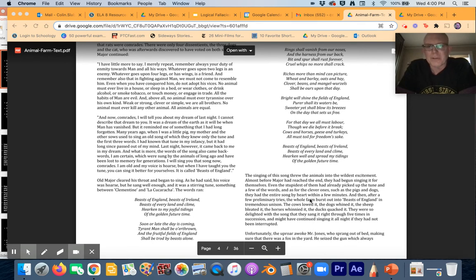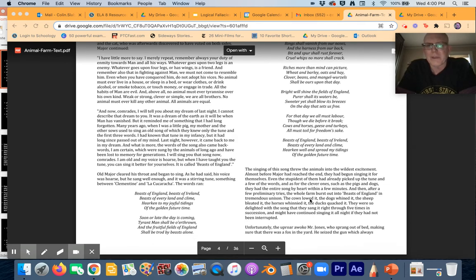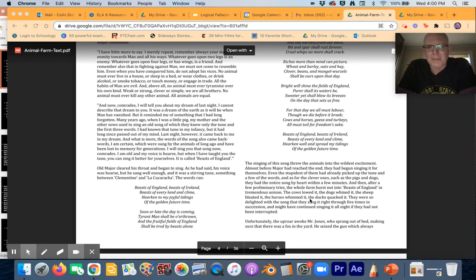The singing of the song threw the animals into the wildest excitement. Almost before Major had reached the end, they had begun singing it for themselves. Even the stupidest of them had already picked up the tune and a few of the words, and as for the clever ones, such as the pigs and dogs, they had the entire song by heart within a few minutes. And then, after a few preliminary tries, the whole farm burst out into Beasts of England in tremendous unison. The cows lowed it, the dogs whined it, the sheep bleated it, the horse whinnied it, the ducks quacked it. They were so delighted with the song that they sang it right through 5 times in succession, and might have continued singing it all night if they had not been interrupted.